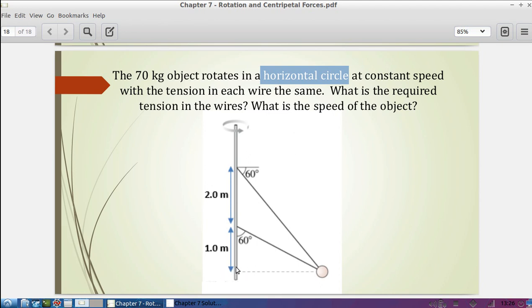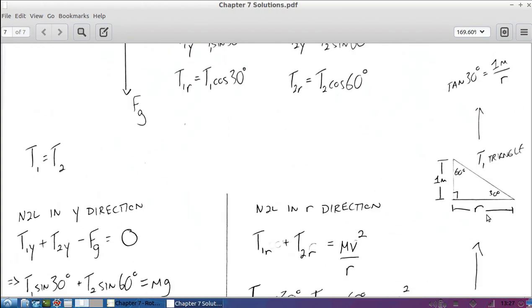The diagram tells me that this length right here is 1 meter. So I'm going to use this right triangle and a little bit of trig to find the length of this side, which is r. Here's the right triangle that I made. I'm given this length of 1 meter. I know that's 60 degrees and that's 30 degrees. I'm looking for that length right there, the radius of the object's path.